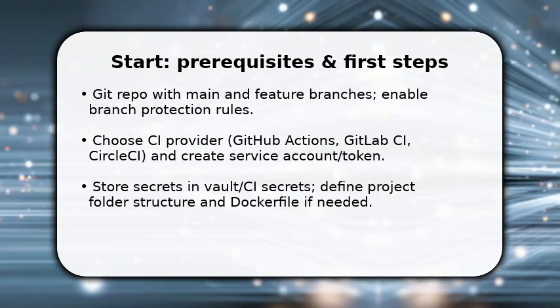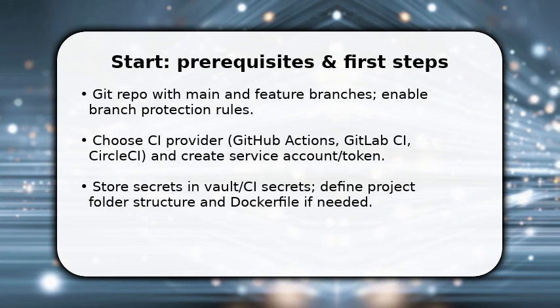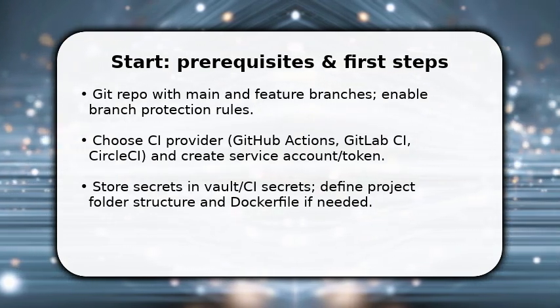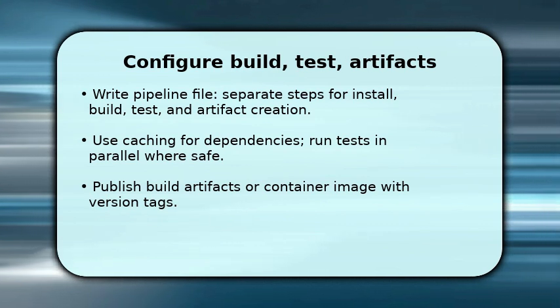Now create the initial pipeline file in the repo root so the system can start executing your jobs. You'll now implement the core pipeline stages and explain why. Split steps into install, build, test, and package so failures map to causes. Once tests are small and independent, run them in parallel to save time. Use caching for dependencies to reduce repeat work.